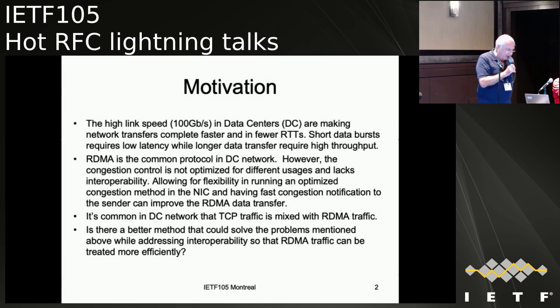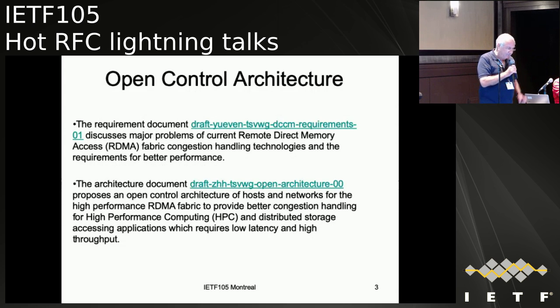Allowing for flexibility in running an optimized congestion method in the network interface card, and having fast congestion notification to the sender, can improve RDMA data transfer. It's common in data center networks that TCP traffic is mixed with RDMA traffic and causes conflicts between priorities. What we're asking is whether there is a better method that could solve the problems mentioned above while addressing interoperability, so that RDMA traffic can be treated more efficiently.